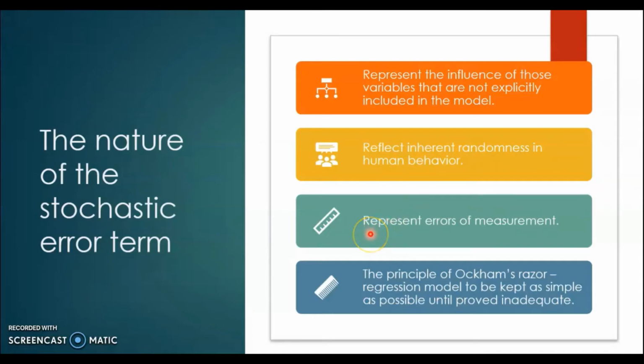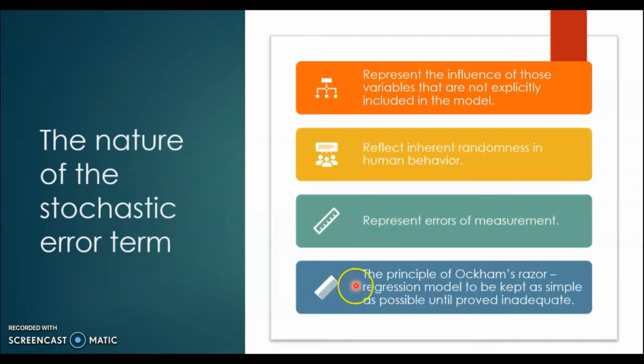The third nature is that the mu or error term may represent the errors of measurement. For example, the data on annual family income may be rounded, or the data on math scores may be suspect because in some communities, few students plan to attend college and therefore don't take the test.